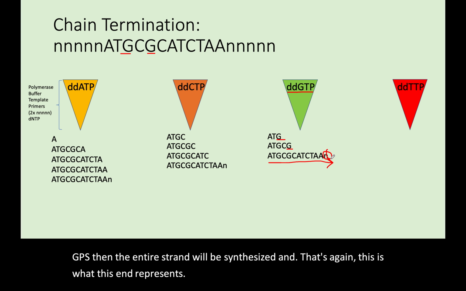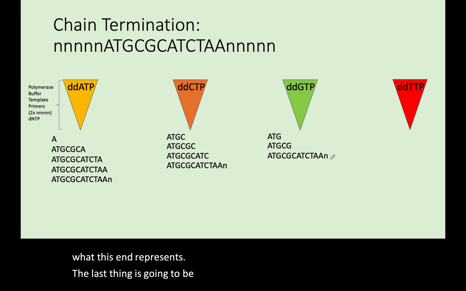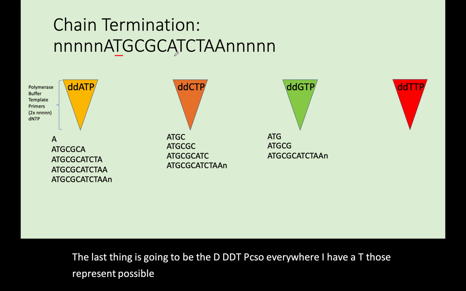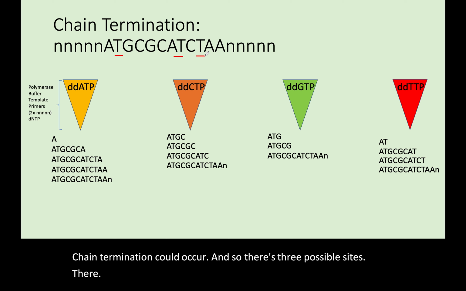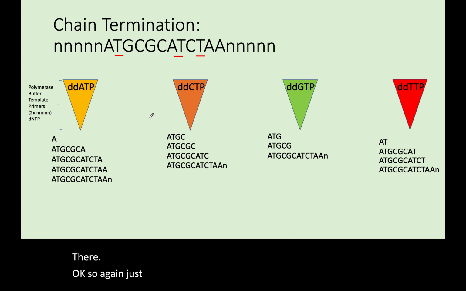The last thing is going to be the ddTTPs. So everywhere I have a T, those represent possible sites where chain termination could occur, and so there's 3 possible sites there. Okay, so again, just to go over what I was just talking about.